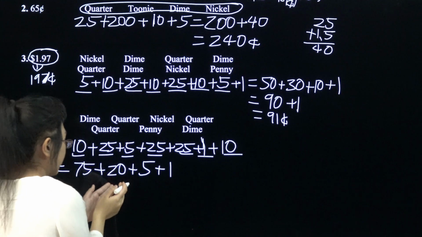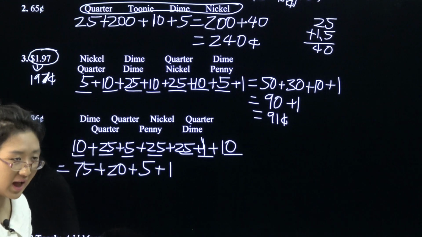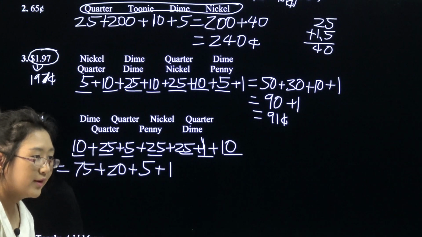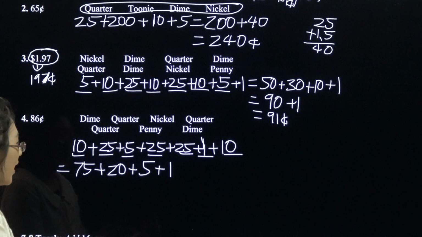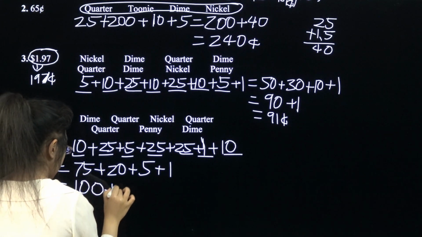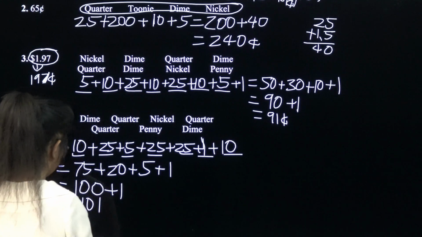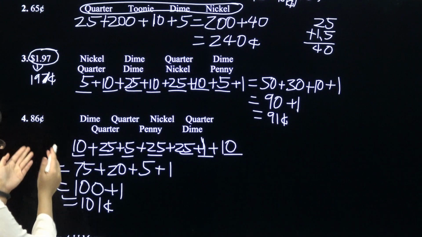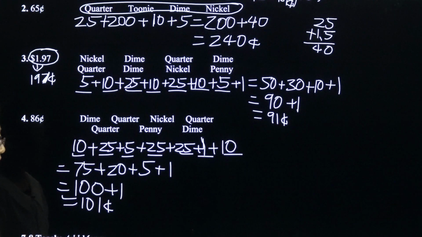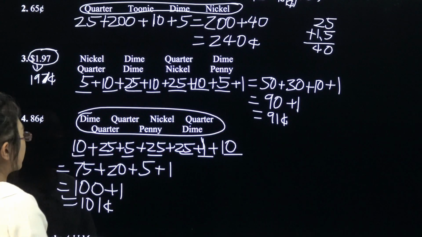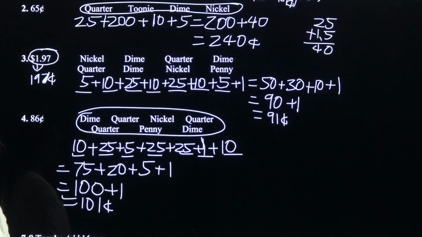All right. Now you may have noticed that 20 plus 5 is equal to 25. So 75 plus 25 is 100. 100 plus 1 is 101 cents. And that is bigger than 86 cents, meaning that this group of coins is bigger than the value written right here.